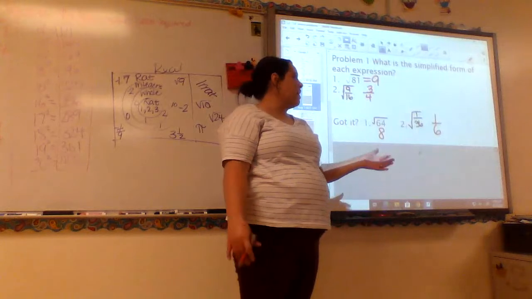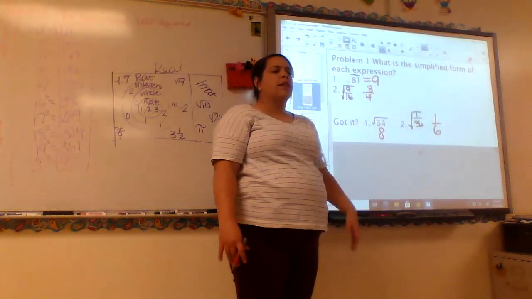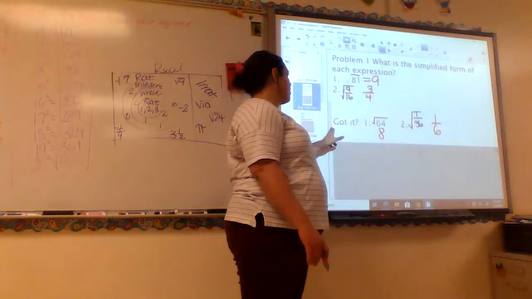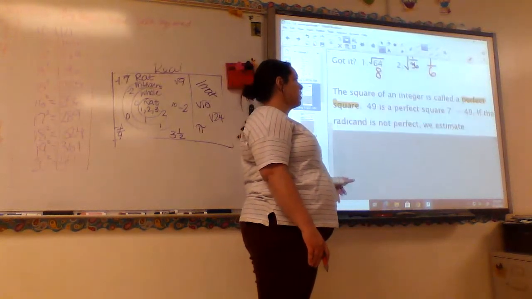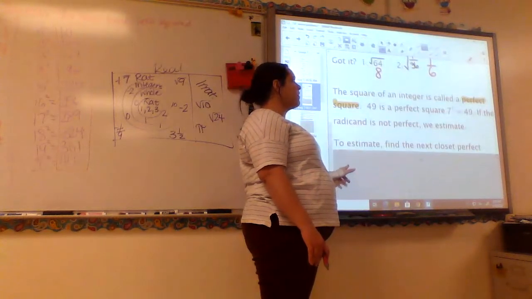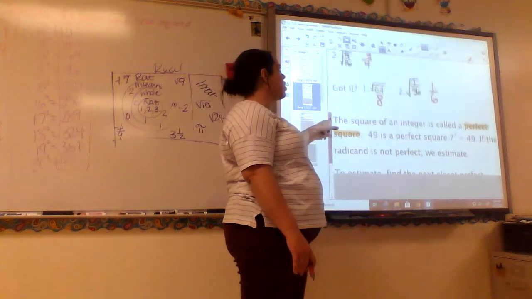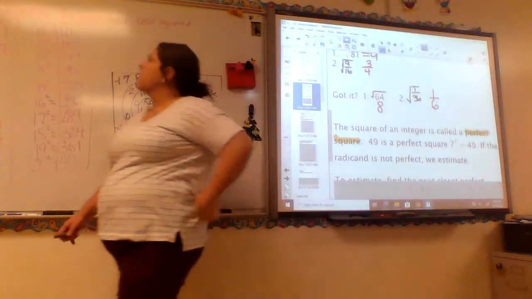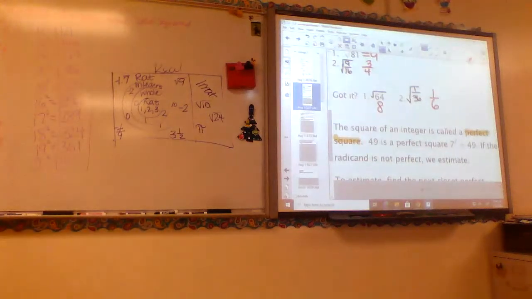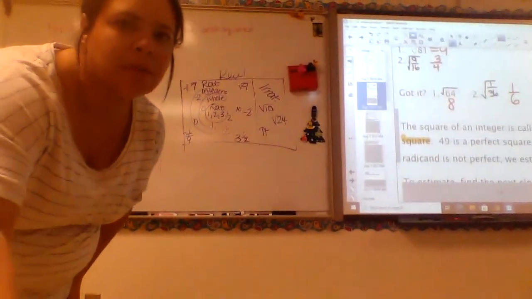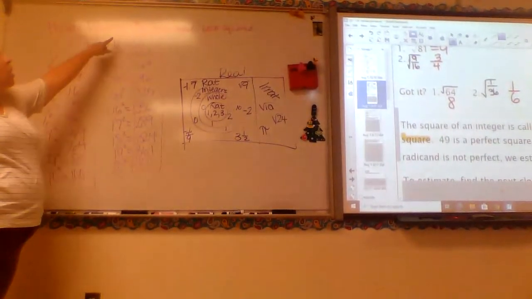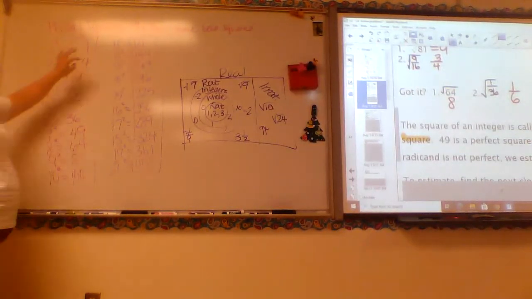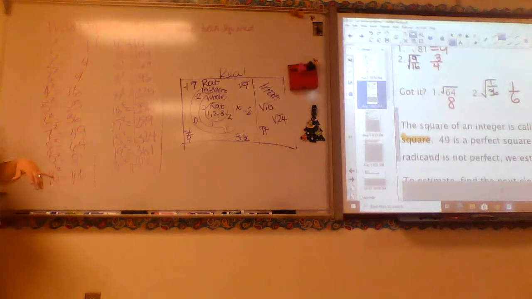Let's say that you have like the square root of 65. That's a decimal. Right now, we're not going to deal with decimals. We're going to do something called estimating. So the square root of an integer is called a perfect square. So these numbers under here are perfect squares. Perfect squares are numbers that have been squared. Okay? So all these numbers in these boxes are perfect squares.